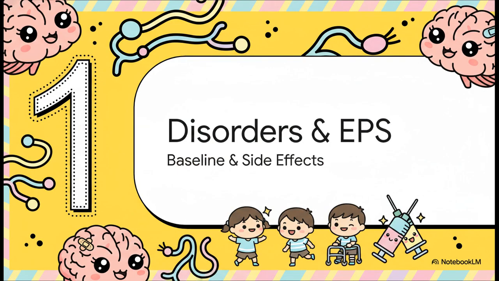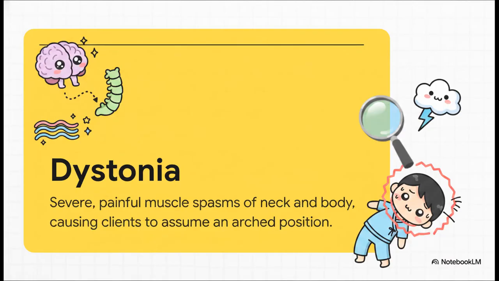All right, Section 1. Disorders and extrapyramidal symptoms. Before treating anything, we really have to understand the baseline. Take dystonia, for example. It's a key clinical manifestation of conditions like cerebral palsy, which we know impairs posture and motor development. But here's the catch. Dystonia is also an acute extrapyramidal symptom, or EPS, that demands your immediate attention. We're talking severe, incredibly painful muscle spasms of the neck and body. Sometimes it's so intense it forces patients into a fully arched posture.